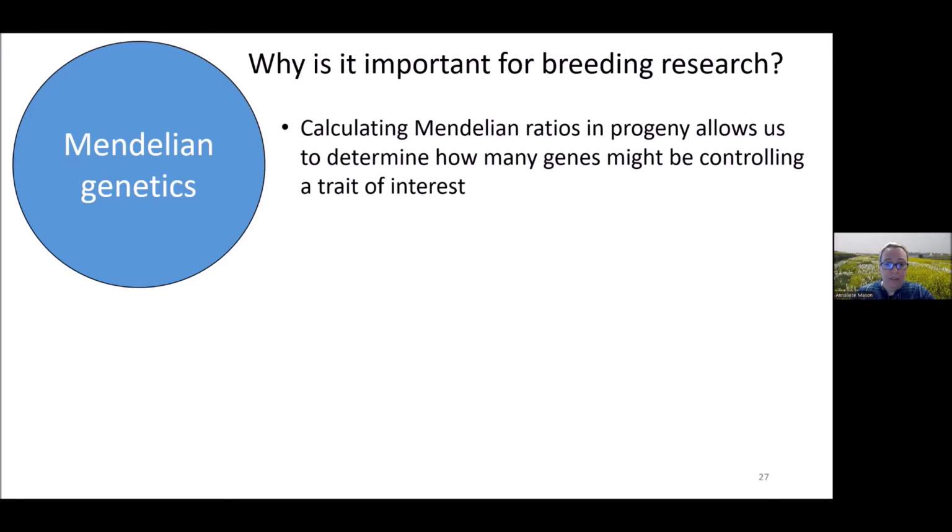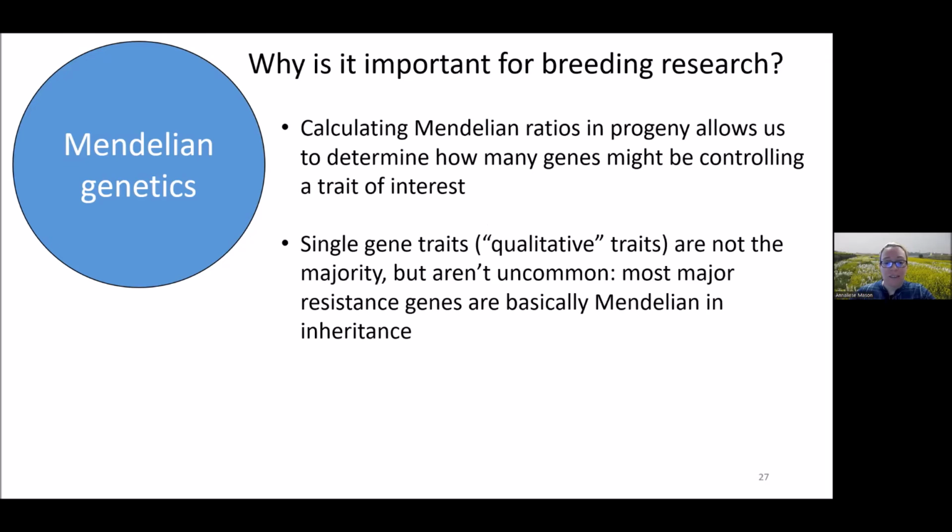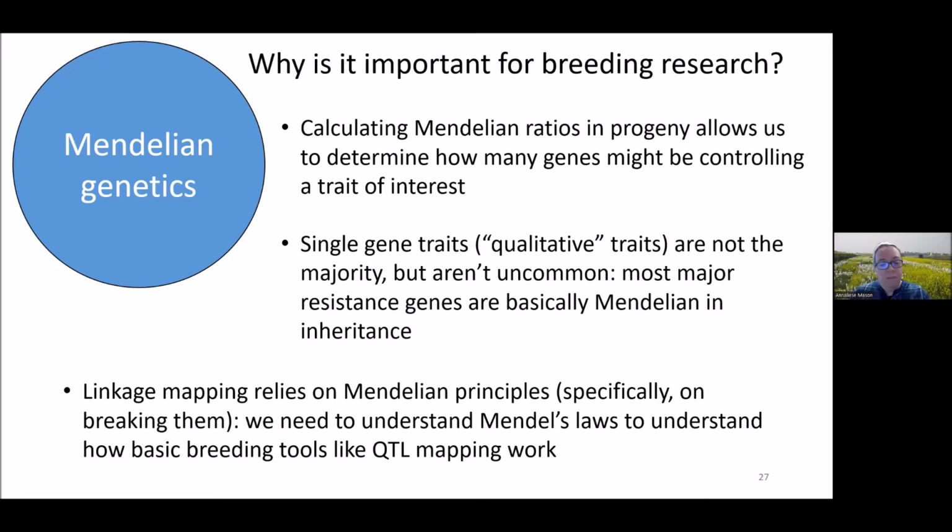It's still important for breeding research today because calculating Mendelian ratios in progeny allows us to determine how many genes might be controlling a trait of interest. So do we have major gene traits, like single gene traits, or do we have many genes which contribute to a specific trait that we're seeing in the population? These single gene traits are not the majority, but they're not uncommon either. So most major resistance genes are basically Mendelian in inheritance. So we still today use these Mendelian ratios in order to work out how many genes might be responsible for a particular resistance phenotype. Linkage mapping, which I won't go into, also relies on Mendelian principles. So this is also very critical for understanding how breeding tools like QTL mapping work.